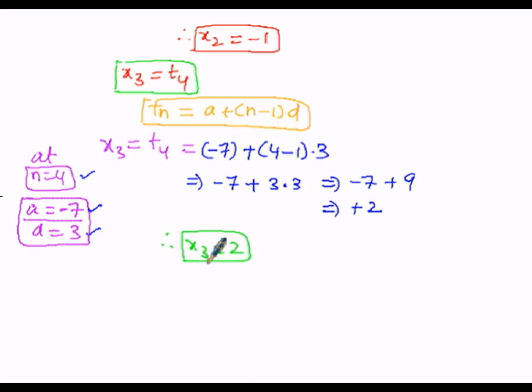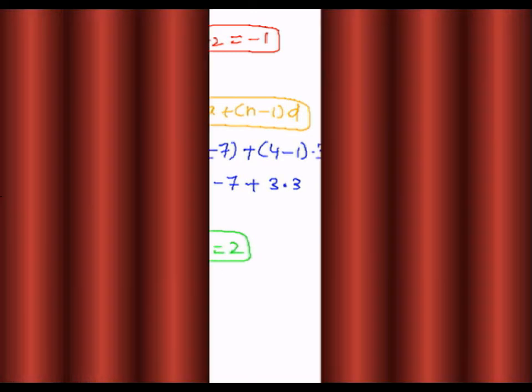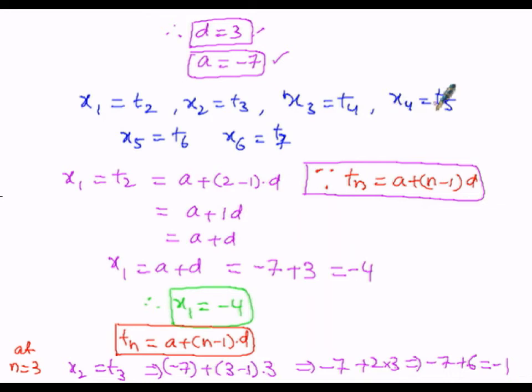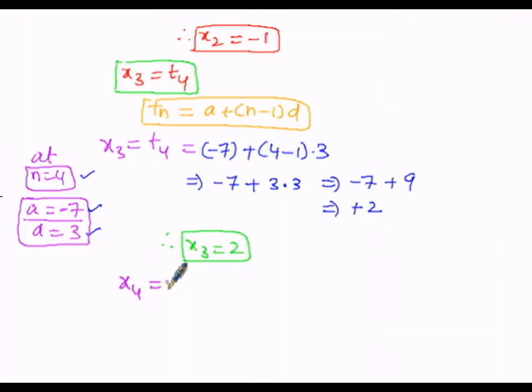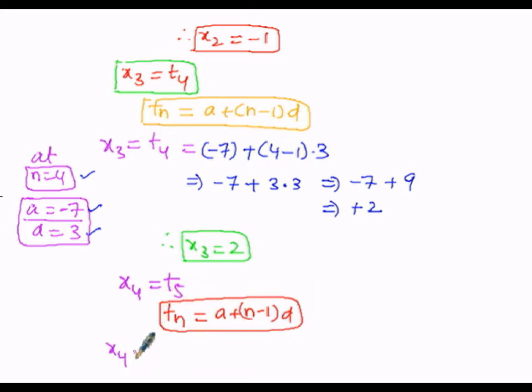After getting x3, the third arithmetic mean, we have to go for the fourth arithmetic mean. As per the problem, the fourth arithmetic mean x4 is t5. In order to get x4, we have to find the fifth term. We know the general term, the nth term, is a plus (n minus 1) into d. Based upon this, we can find t5, the fifth term. So x4 is equal to the fifth term, and here n must be replaced by 5.